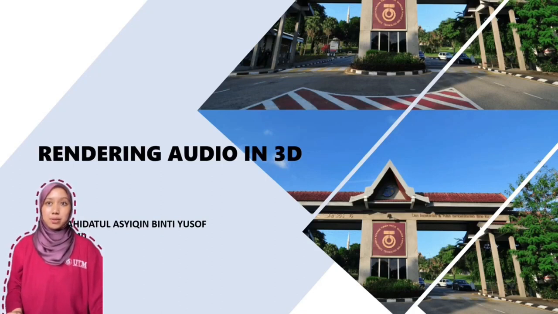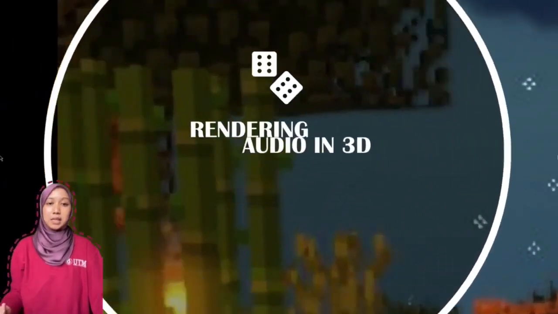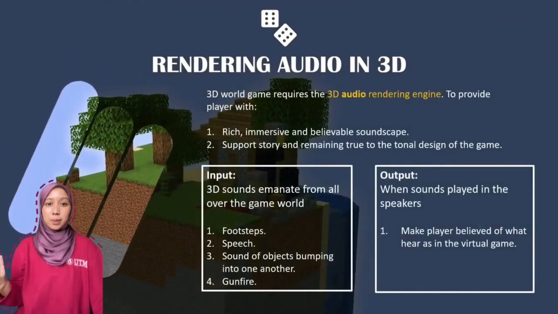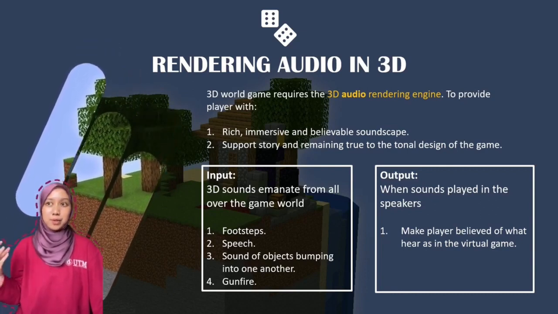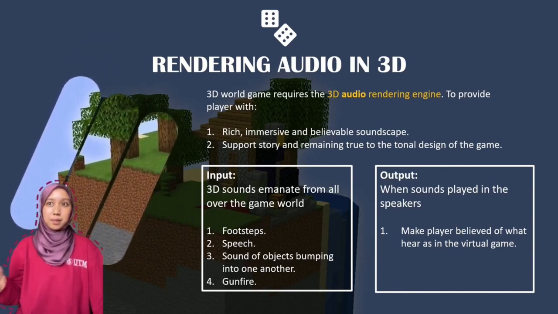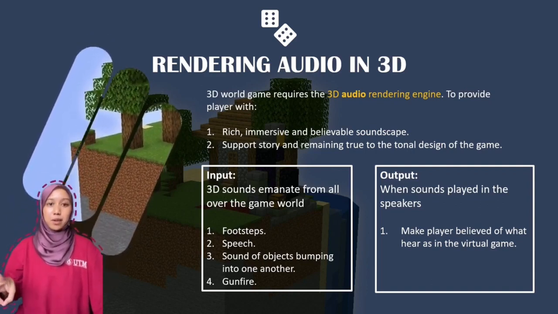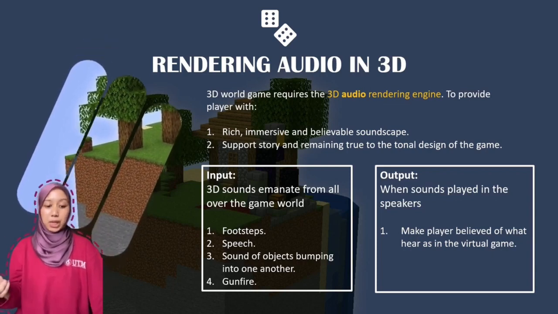In this video, I'm going to talk about a book that I have read under the topic of rendering audio in 3D. Basically, in a 3D game world, we need a 3D audio rendering engine. This is because we want to make the game more immersive and also to engage the player when they play the game. There are two types of elements in the 3D audio rendering engine: the first one is input, and the second one is output.